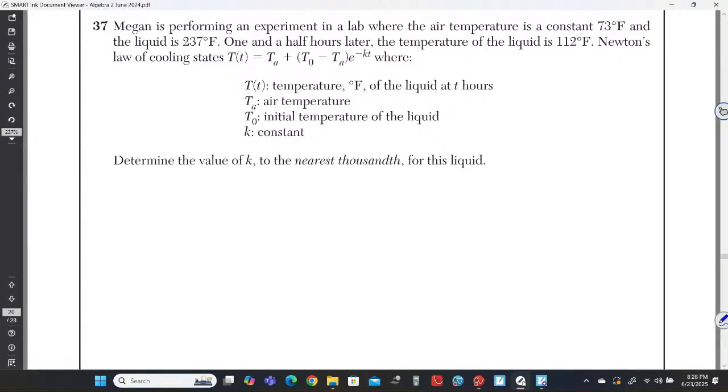Newton's law of cooling states that T sub T equals T sub A plus T sub 0 minus T sub A times e to the negative kt, where T sub T is the temperature in degrees Fahrenheit of the liquid at T hours, T sub A is the air temperature, T sub 0 is the initial temperature of the liquid, and K is a constant. Determine the value of K to the nearest thousandth for this liquid.